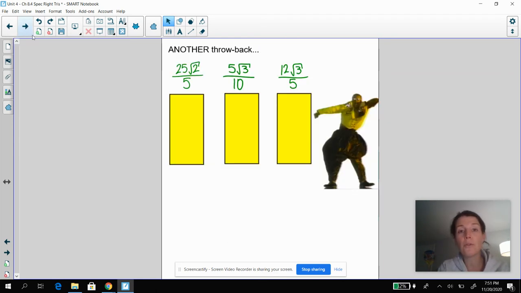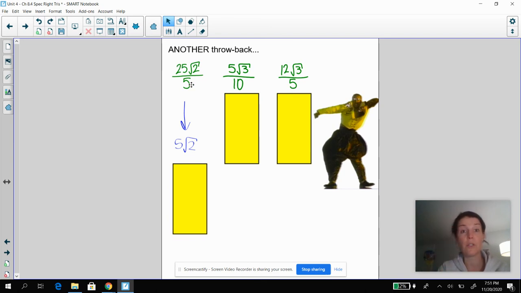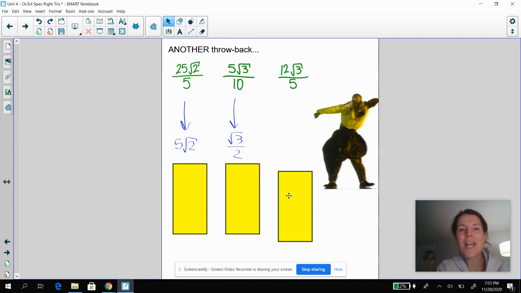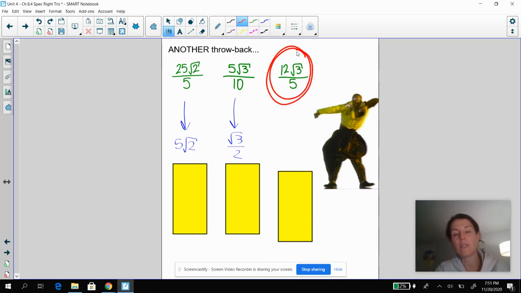And then we're going to do another little throwback, a little MC Hammer throwback. So I want you to pause the video and simplify each one of these 3. Okay, we're back. So hopefully this first one, you got that it was 5 root 2. So that 25 over 5, those guys reduce. You don't touch the root 2. All right, the next one, that 5 over 10 reduces, and you don't touch the root 3. So it just becomes 1 root 3 over 2. And then this last one, actually nothing happens to this guy. So this is the final answer because you can't simplify 12 over 5.